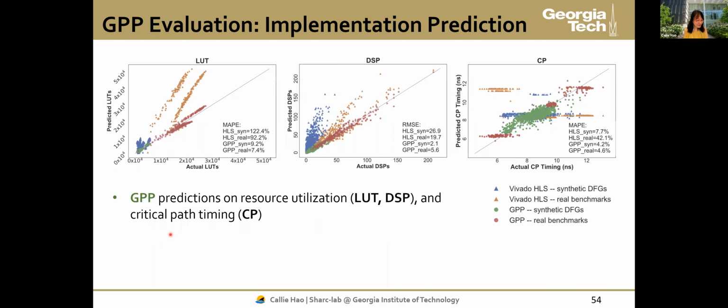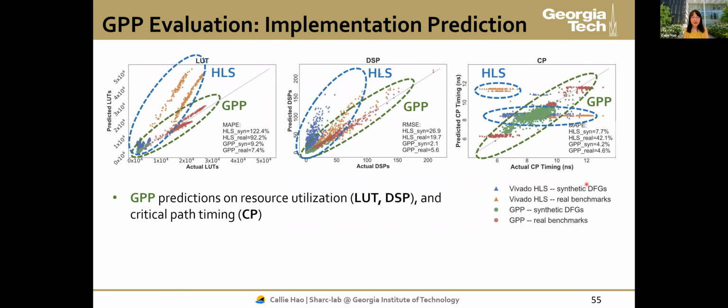So let's see how this graph neural network, this GPP, works. First, this GPP will predict resource utilization, including LUT and DSP, and critical path timing. So this is LUT, this is DSP, this is critical path timing. And the green dots, circled in green, are GPP predictions. The better they align with this diagonal line, the better, right?